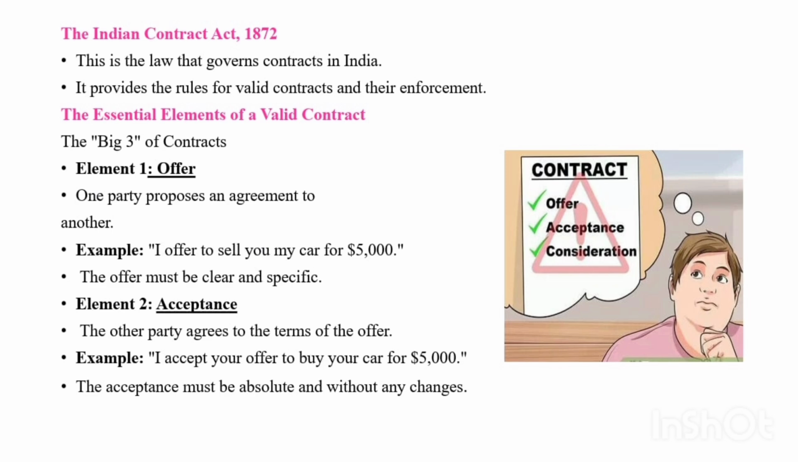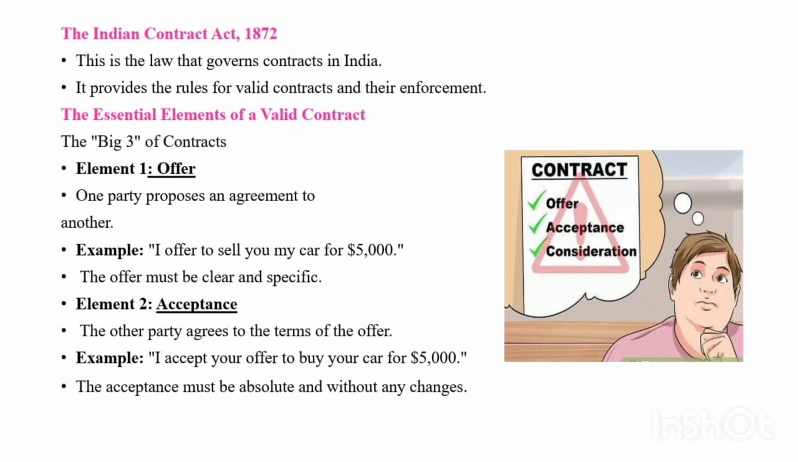Next, let's see what the essential elements of a valid contract are. There are three key elements. Let's dive into the three ingredients that make a valid contract. Think of it like a recipe: you need all three for it to work. The first one is that there has to be an offer. This is when one person proposes a deal. It has to be clear and specific. For example, I offer to sell you my car for 5 lakh rupees. It is a clear proposal or offer.